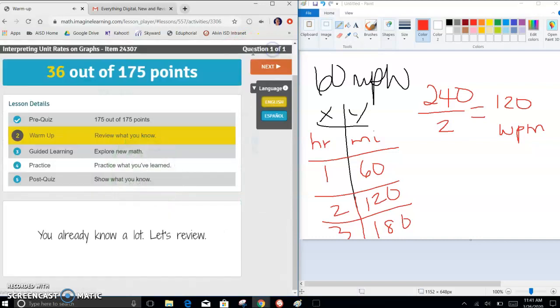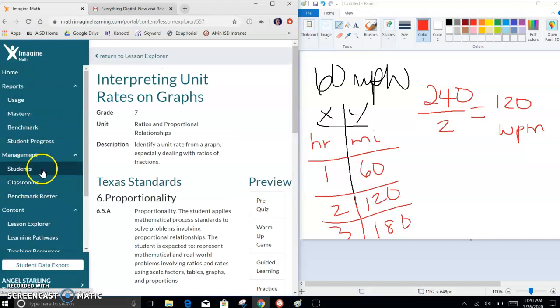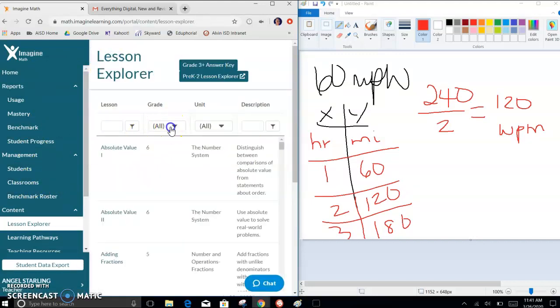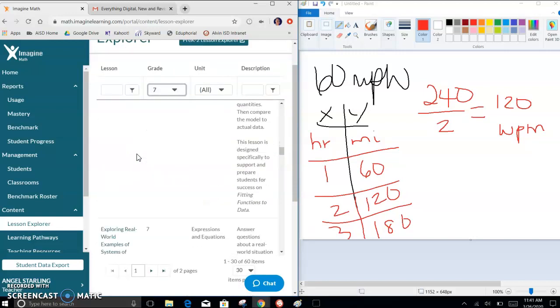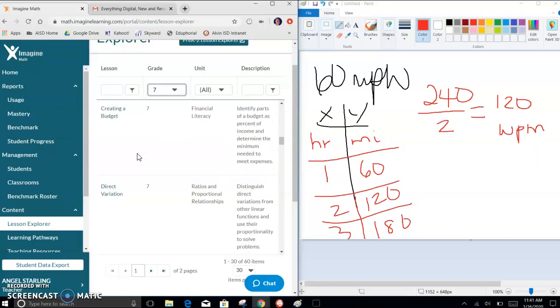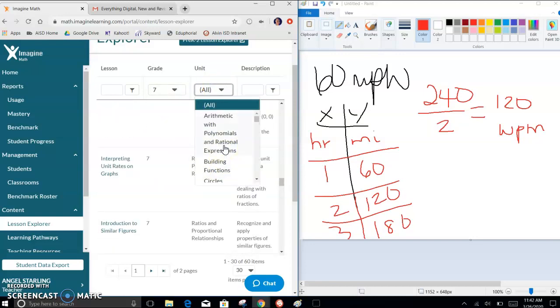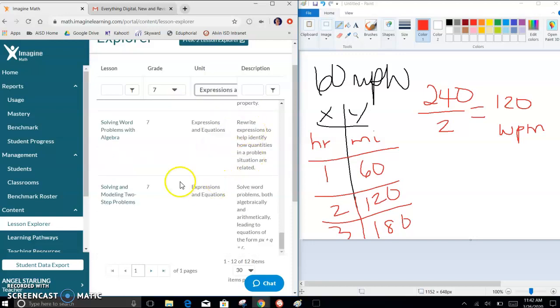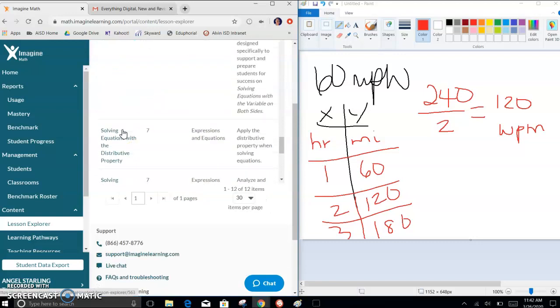All right, let's move on to another preview. Lesson Explorer, grade 7. I want to do some equations with you guys. So where are the equations? Exploring, direct variation, unit, polynomial, arithmetic, creating equations, financial expressions and equations. Boom, solving problems with algebra, modeling and solving, 1 and 2 step.